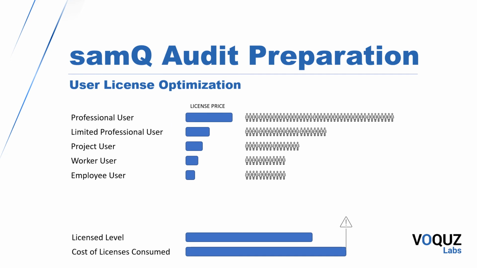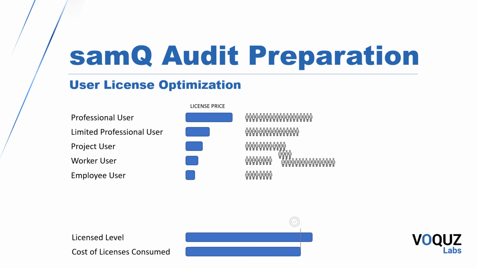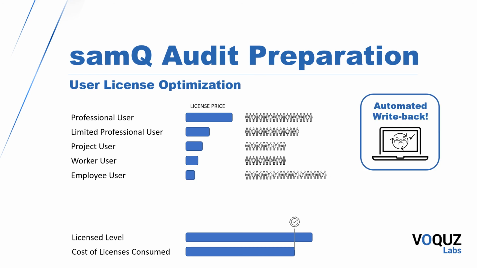The first stage of the optimization process is to identify inactive user accounts still consuming a license. These accounts can then be properly expired to right-size the active user population and ensure only active users are consuming a license. samQ then identifies the optimal user license type for each user. Customers can then update all user classifications across all SAP systems instantly at the touch of a button using samQ Automatic Write Back, saving weeks of manual effort.